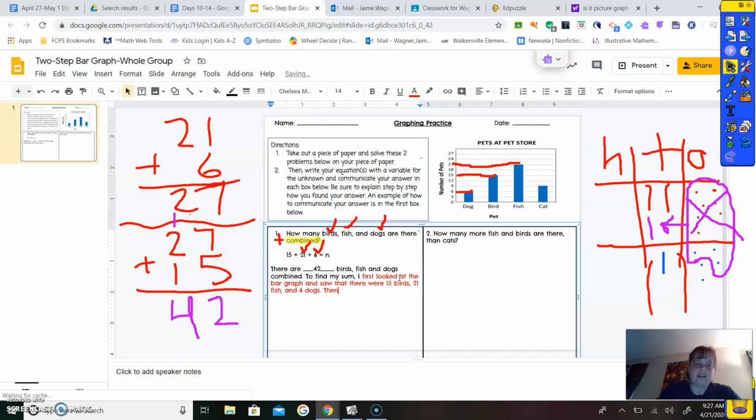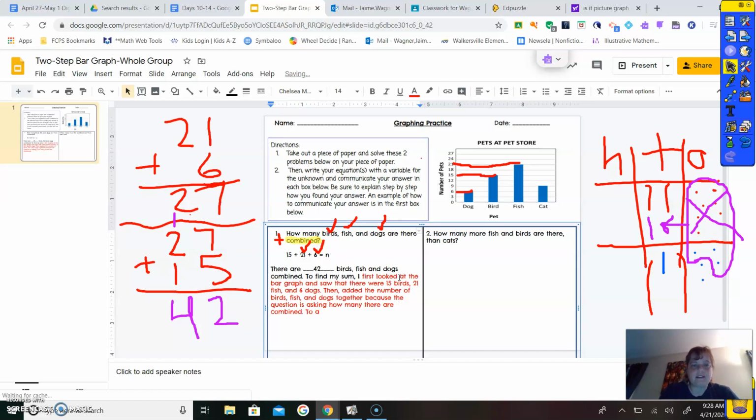Then comma, because that's a transition word, a linking word, we put commas behind those. Then I added the number of birds, fish, and dogs together because the question is asking how many there are combined.